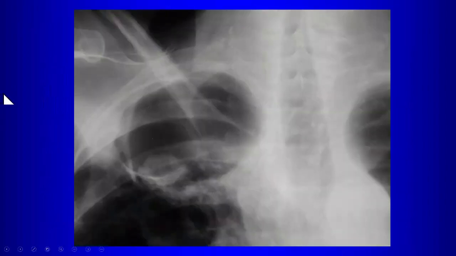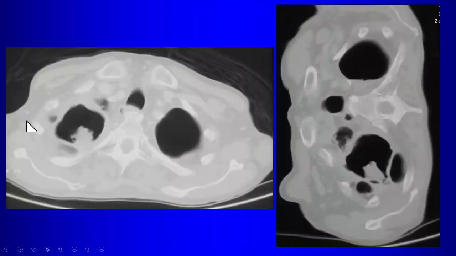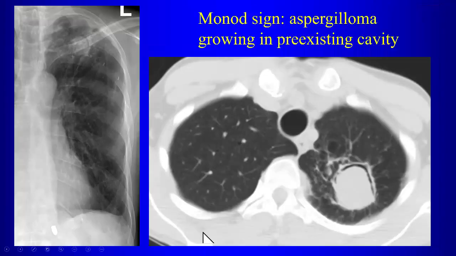All right. What do we see here? Yeah, so here you have this large cavity, and then you have this dependent nodule. So what is this going to be? Yeah, this is the fungus ball, right? So here you have a dependent fungus ball within a large cavity. And how can you prove it's a fungus ball? Well, if you move the patient around, you can actually watch it move within the cavity, right? So this is the saprophytic form of aspergillosis. This is a fungus ball.